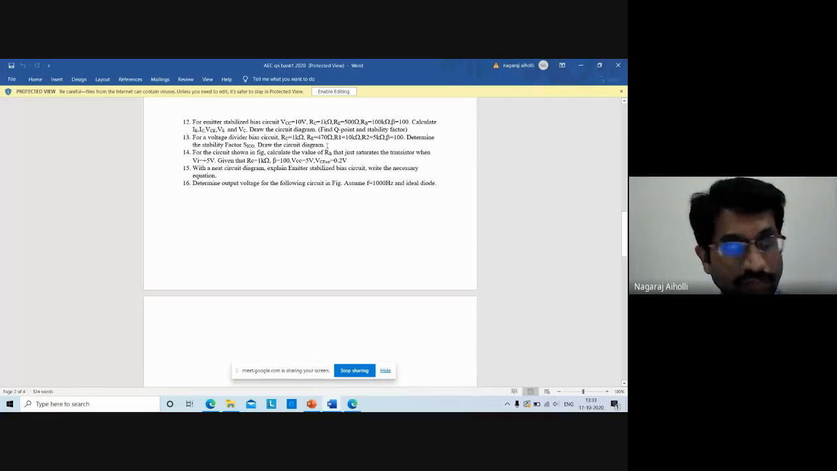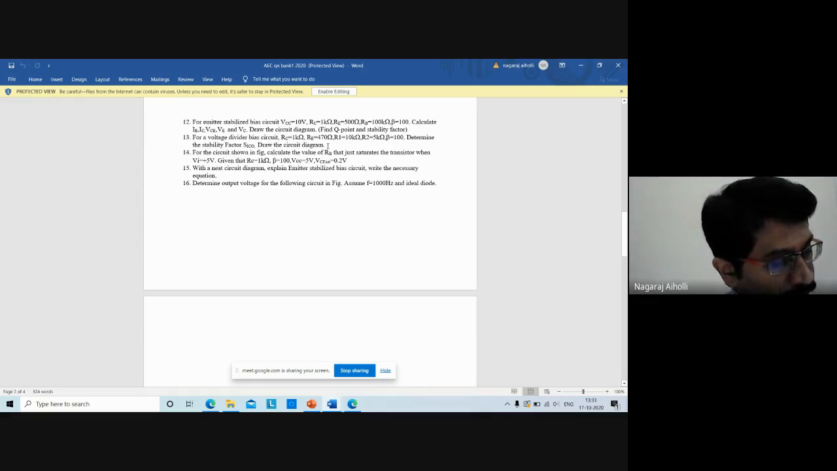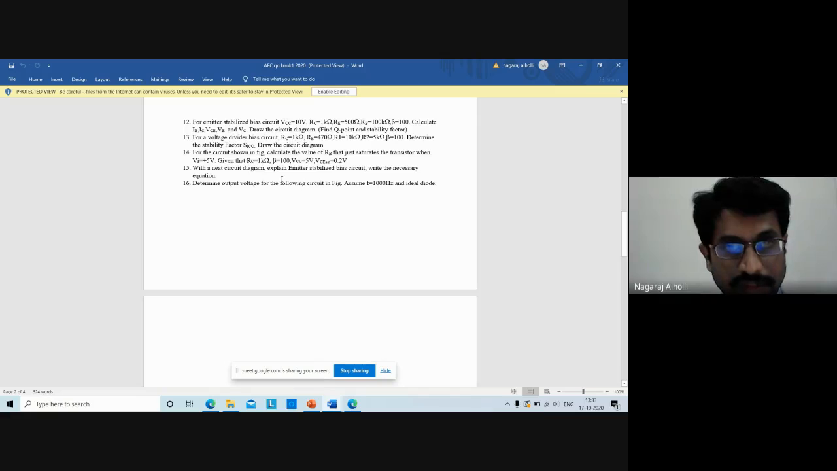Once you know RB, substitute it in the formula for S of ICO, and you will get the stability factor for the voltage divider bias circuit. That is, S of ICO is (1 plus beta) divided by 1 plus beta RE divided by (RE plus RB). Use that equation. Question number 14, saturation condition of the transistor, which we have just discussed, I am not keeping. Then, with a neat circuit diagram, explain the emitter stabilized bias circuit and write the necessary equations.